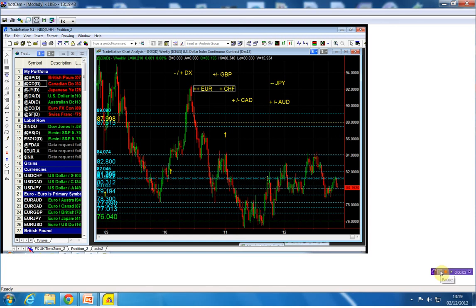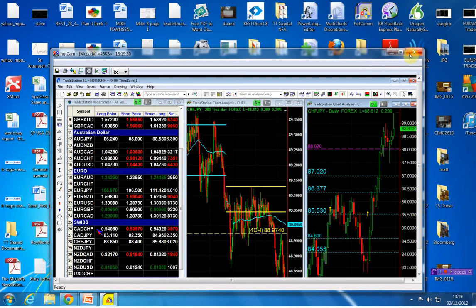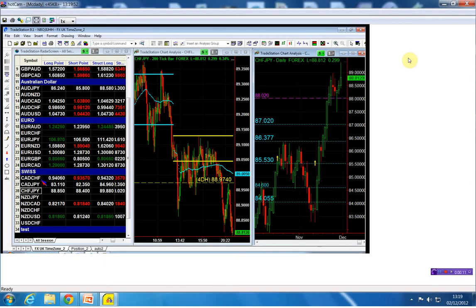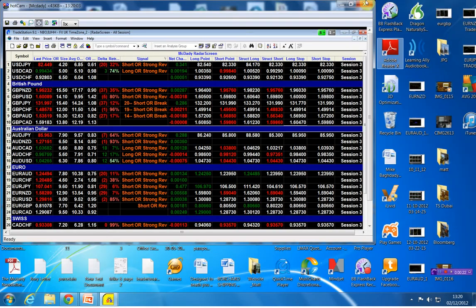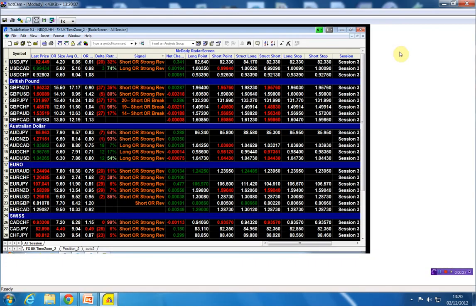Using the yen pairs. Since we're going to start with looking at our radar screen, one of the things that we discussed in the room last week, I think I should share it with you here because it's quite important.